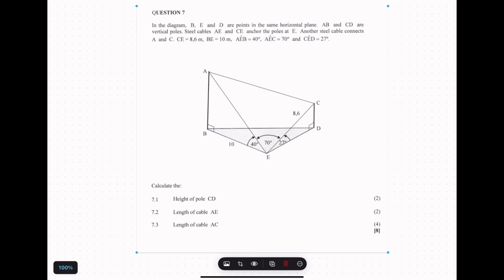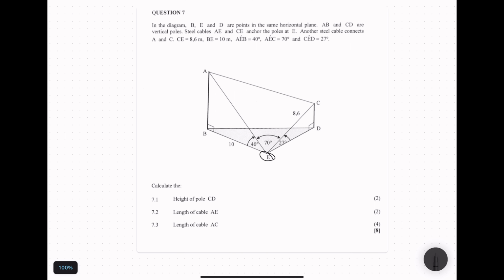So we're going to attempt to solve this question. In the diagram, B, E, and D are points in the same horizontal plane. AB and CD are the vertical poles. Steel cables AE and CE anchor the poles at E, which is this one. Another steel cable connects AC.